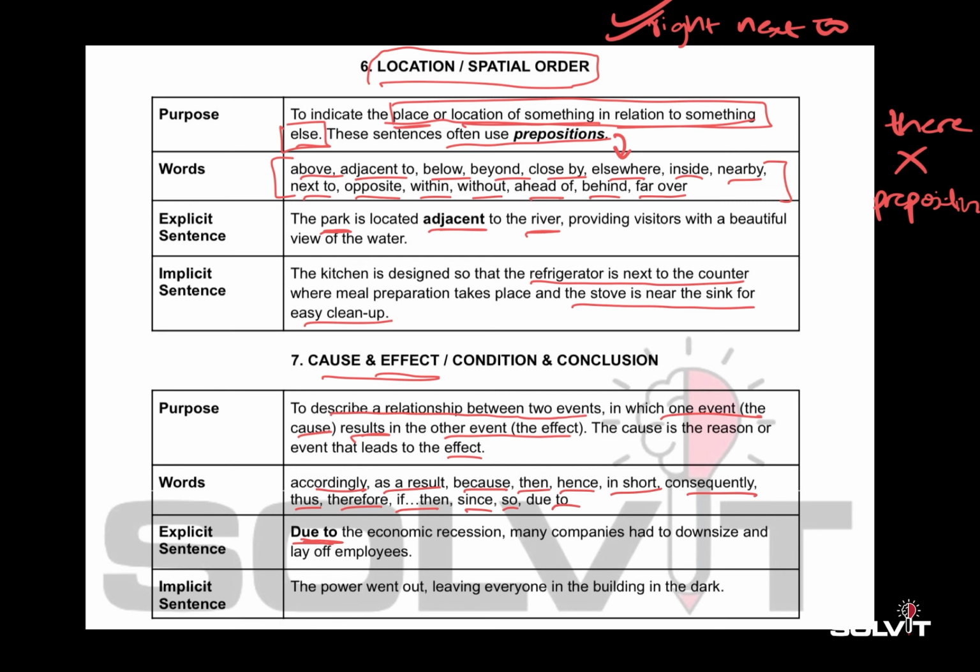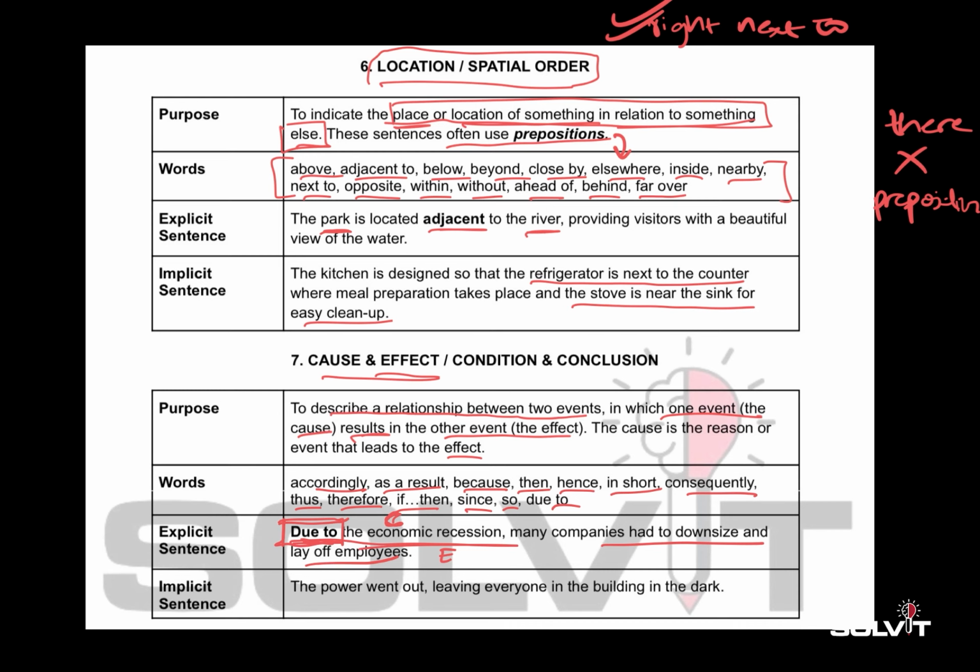Due to the economic recession, many companies had to downsize and lay off employees. Okay, so this is the cause. Clearly, this is the cause, and many companies had to downsize and lay off employees. This is the effect. Okay, so it's very clear. And why is it clear? Because of this, due to, right? Because of due to, we know that this is a cause and effect sentence.